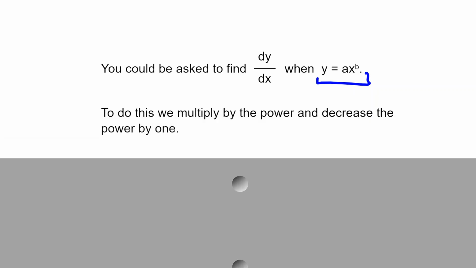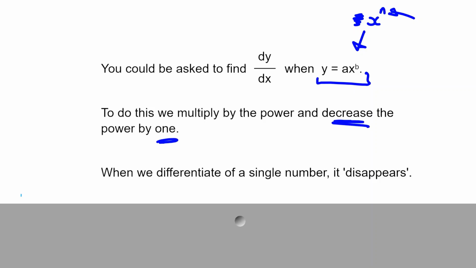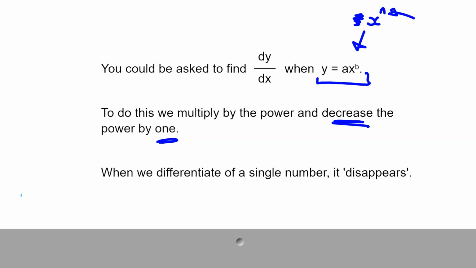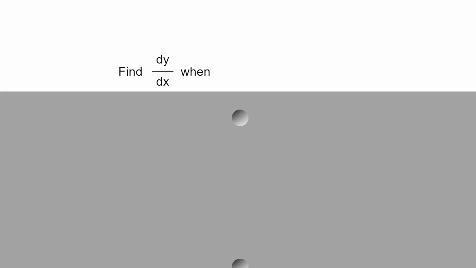Now, for these sorts of polynomials, polynomial being different powers of x with some number in front, all we do is multiply by this power up here and then decrease the power by 1. But if we differentiate just a single number like 5, it disappears. So let's have a look at examples.